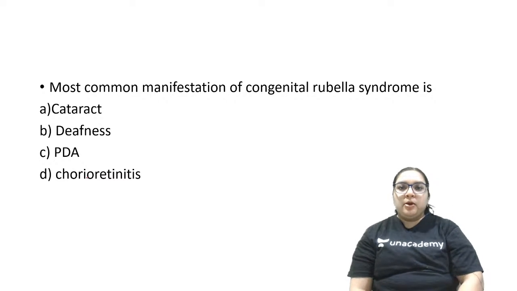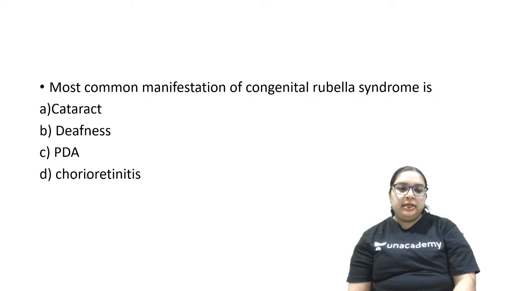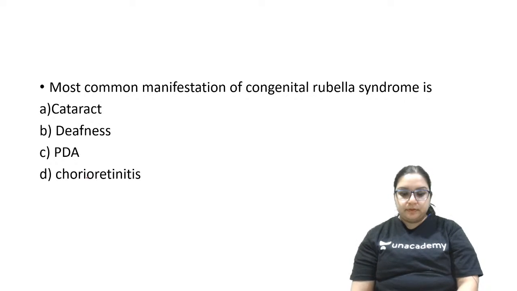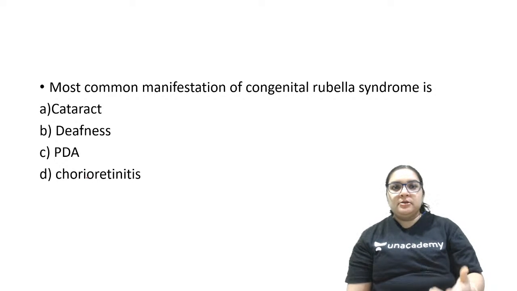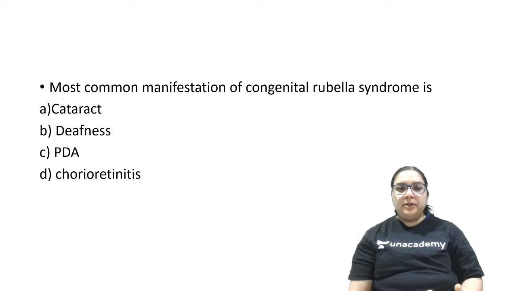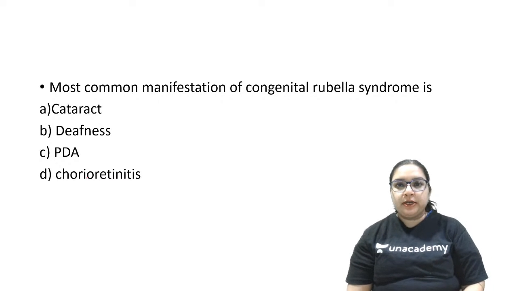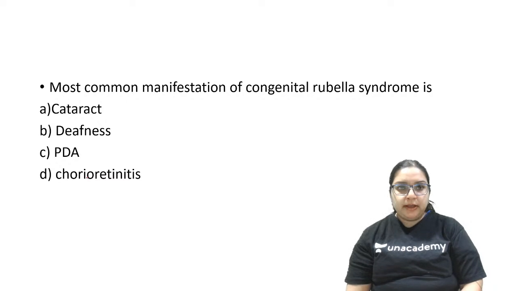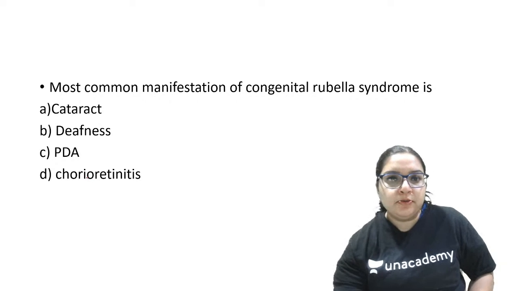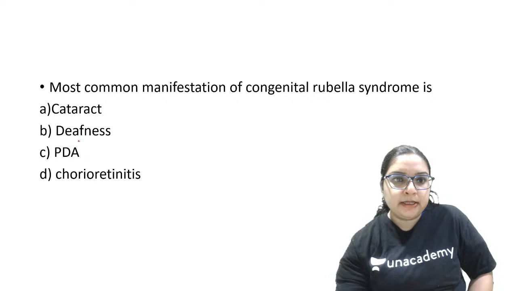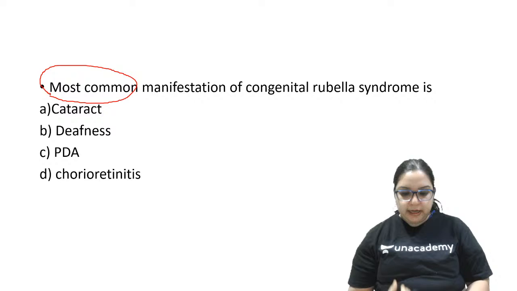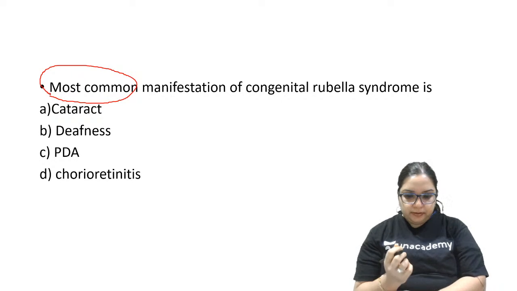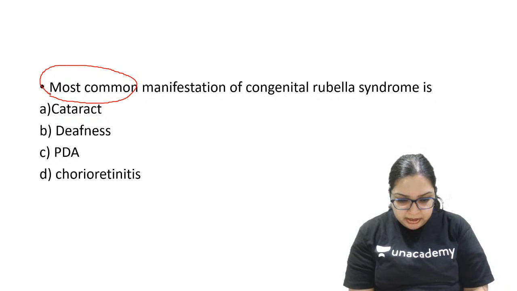Now, the most common manifestation of congenital rubella syndrome is: cataract, deafness, PDA, or chorioretinitis. So if you see, there is cataract, there is deafness, there is PDA. Of course, we don't see chorioretinitis typically, but the question here is most common. So I want all of you to try this question. It's a very good question actually. We need to be very particular when we get this particular thing as most common.